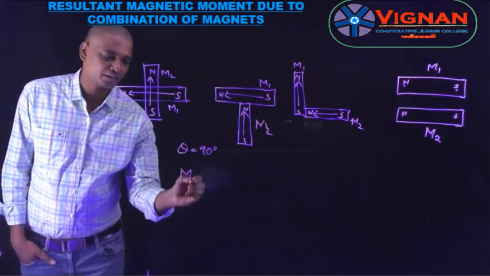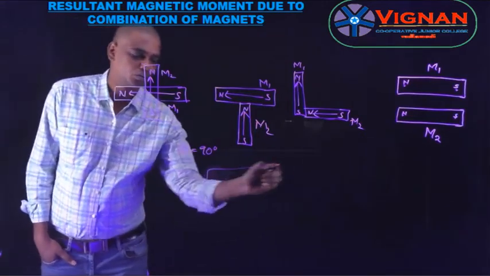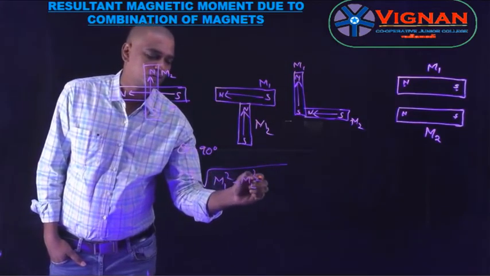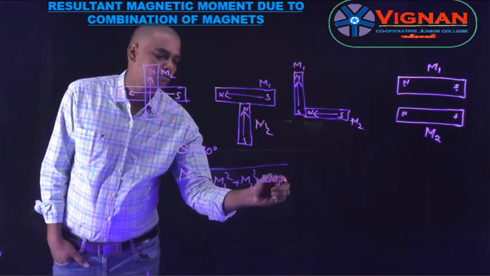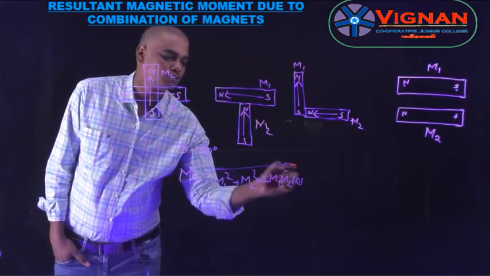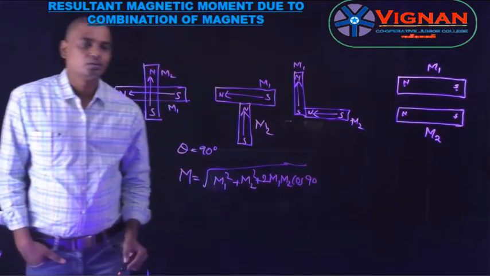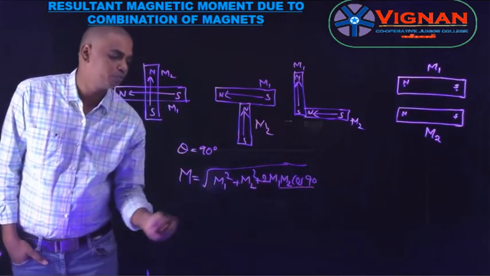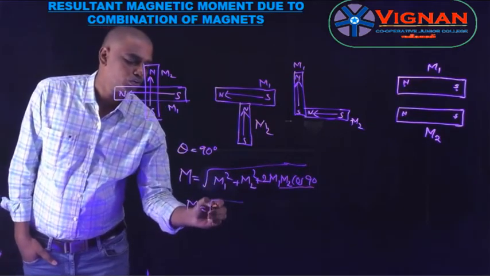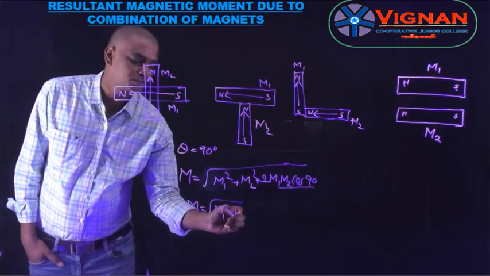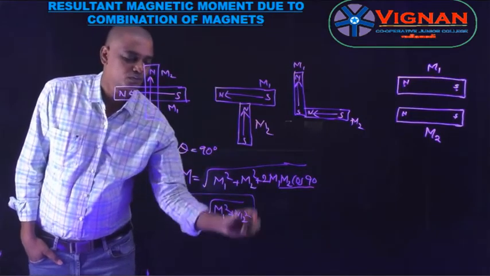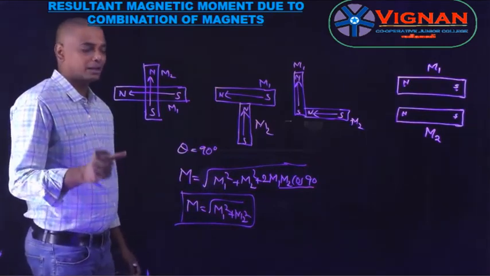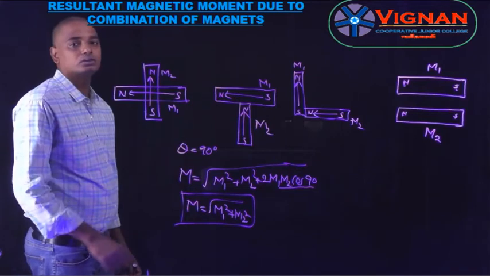So the resultant magnetic dipole moment M is equal to root over m1 square plus m2 square plus 2 m1 m2 cos theta, with theta equal to 90. What is the value of cos 90? Cos 90 is 0. So that term will be 0, and M is equal to root over m1 square plus m2 square. So this is the resultant magnetic dipole moment when the two bar magnets are placed perpendicular to each other.